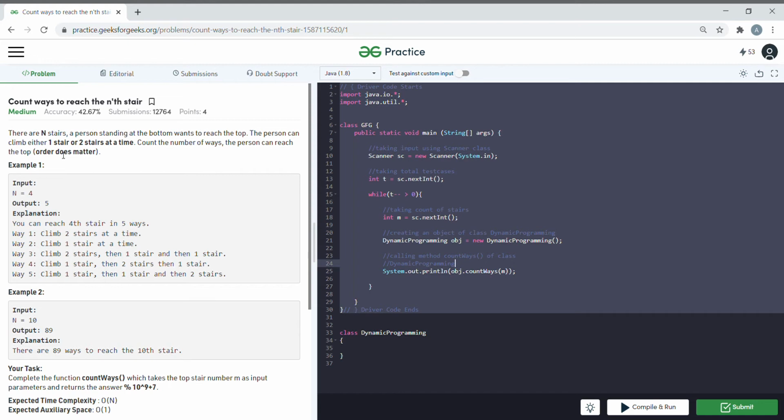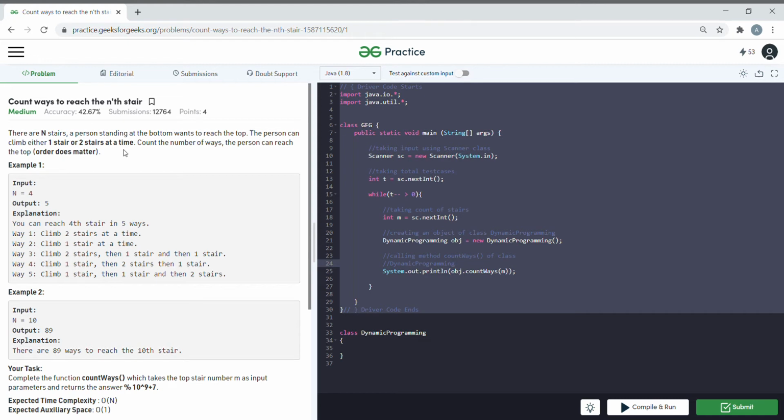So there are n stairs. A person standing at the bottom wants to reach the top of the staircase. The person can climb either one stair or two stairs at a time. Count the number of ways the person can reach the top. The order does not matter.